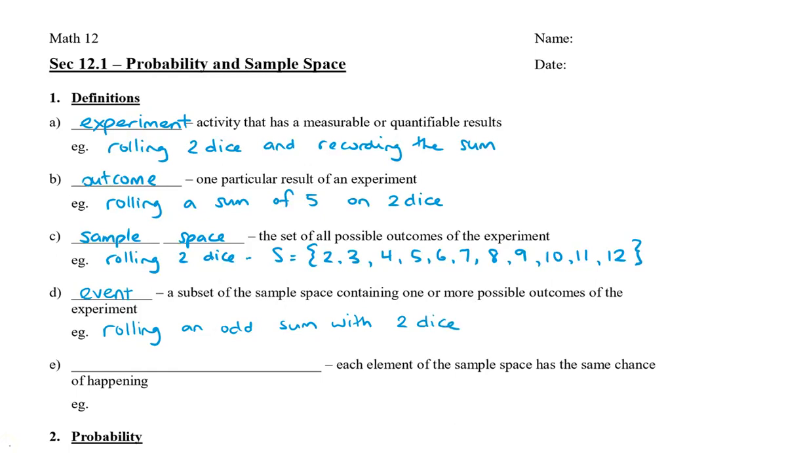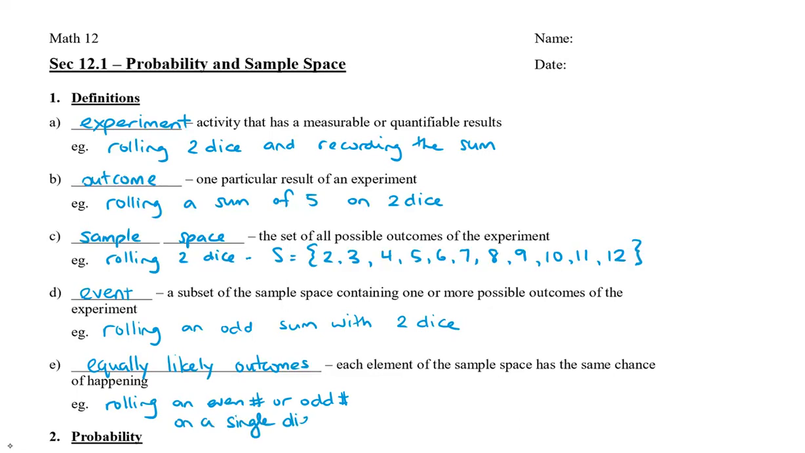The last definition is actually a phrase, and it means that each element of the sample space has the same chance of happening, and that is called equally likely outcomes. So an example would be rolling a single die and getting an even number or an odd number because they have an equal chance of happening.